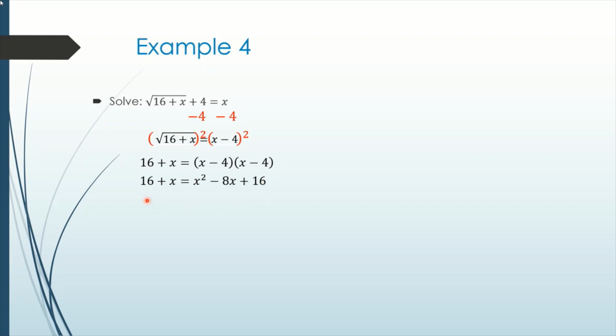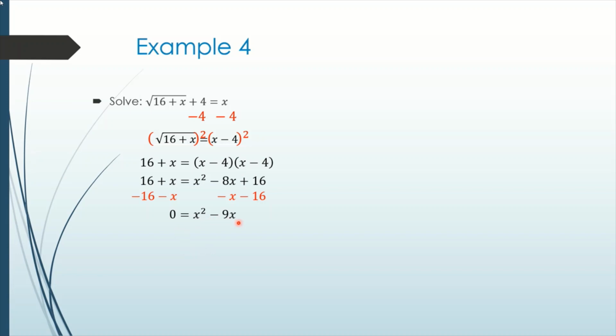So now what you want to do is solve for 0, because we have the x squared there, so that means you have to solve by factoring. Subtract 16 from both sides, and at the same time subtract x from both sides. I get 0 equals x squared minus 9x. That's coming from negative 8x minus x is minus 9x, and the 16s cancel.